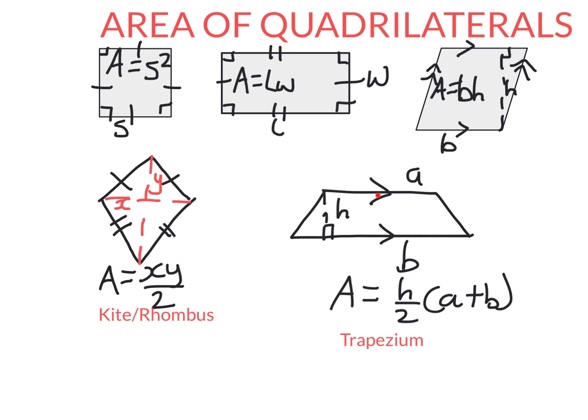You know it's a trapezium because it has only one pair of parallel sides. So A and B are the two parallel sides. Once again, H means perpendicular height. So let's look at some examples.